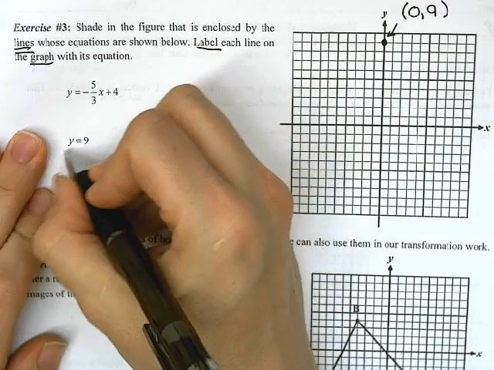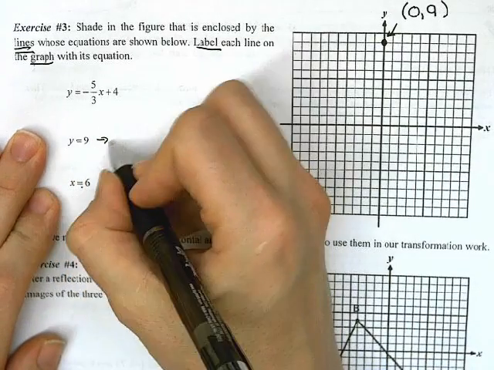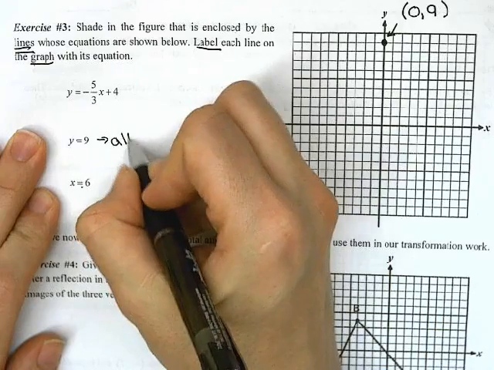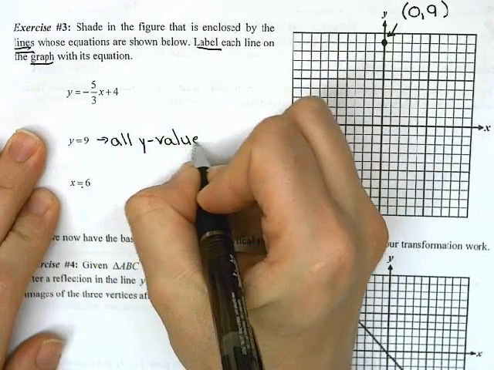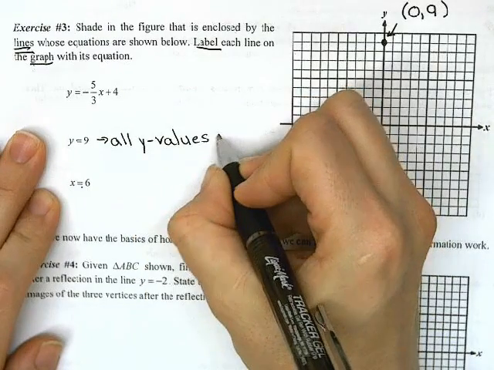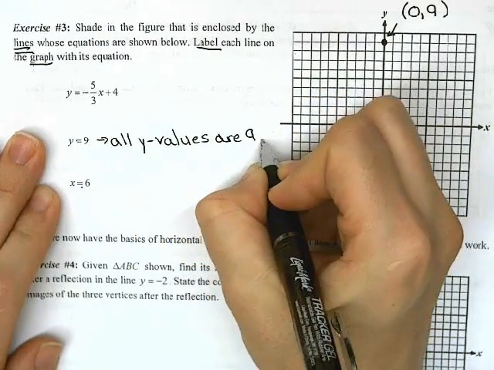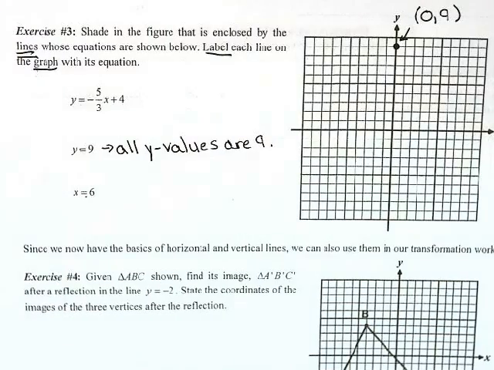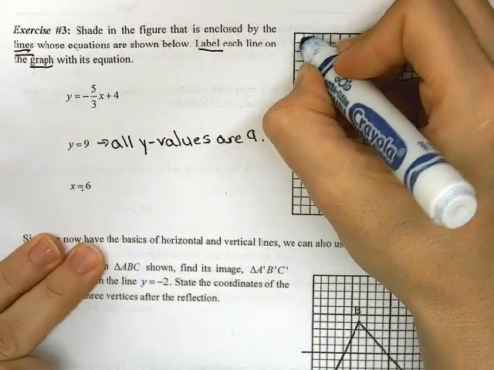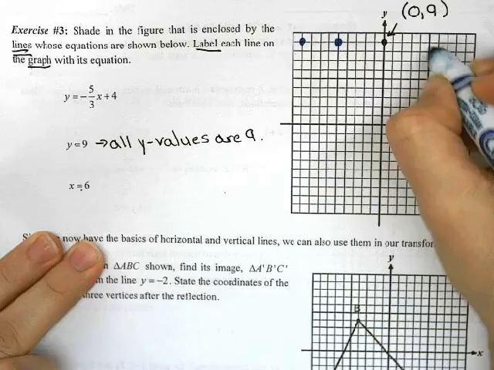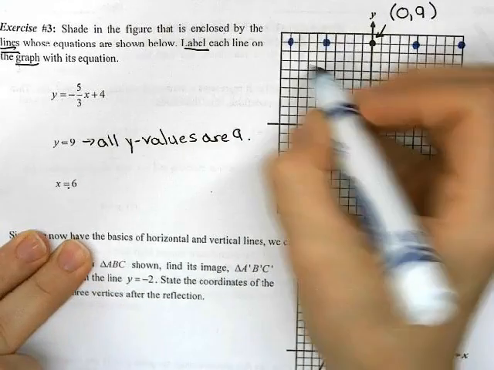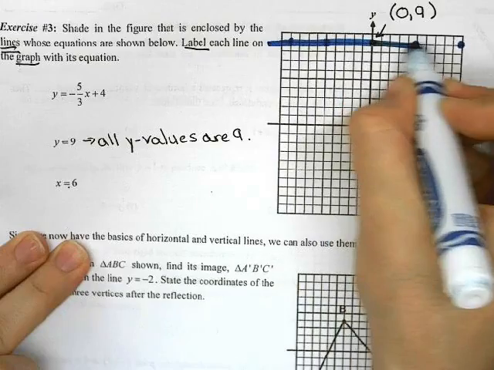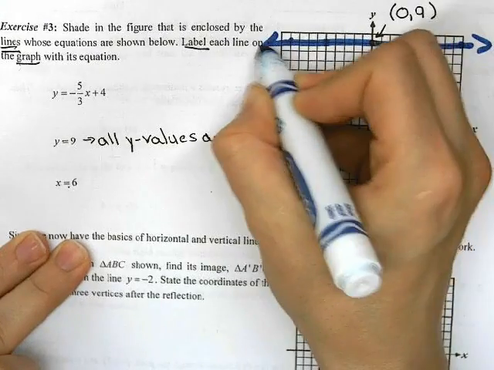So remember, y equals 9 means that all y values for every single point are 9. So what is that going to give me? All these points that have y values that are equal to 9. So it gives me a straight horizontal line all the way across.